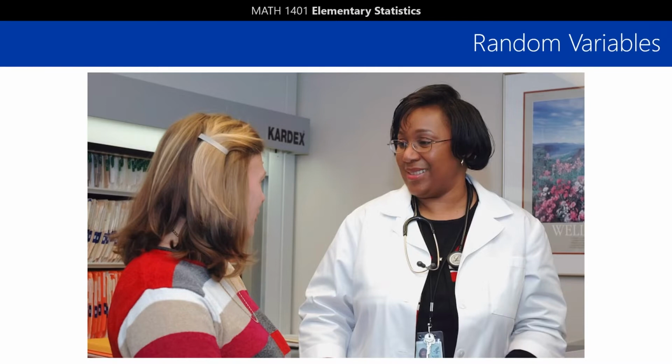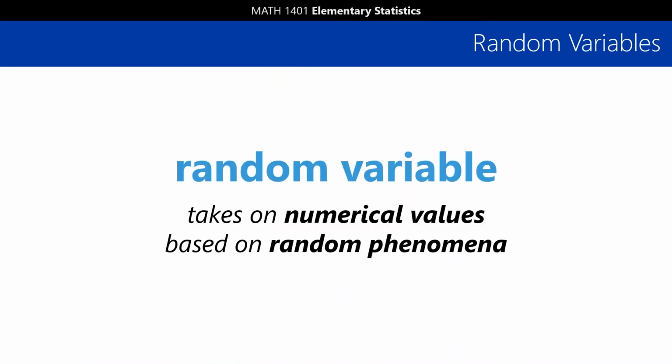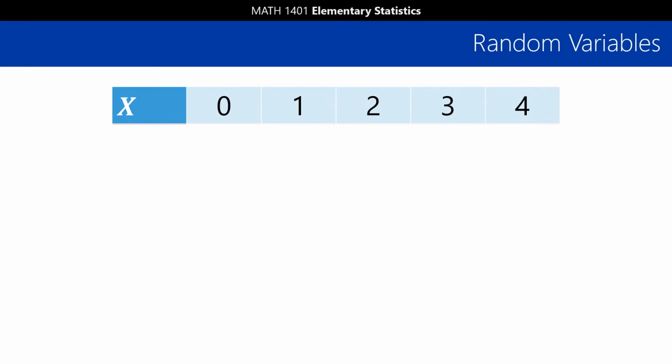We can model something like this using what's called a random variable, which takes on numerical values based on some kind of random phenomenon. In this case, we might decide to model the number of times you see the doctor in a year like this, using a random variable x that takes on values between 0 and 4. For you, this might be different, so feel free to adjust as needed.